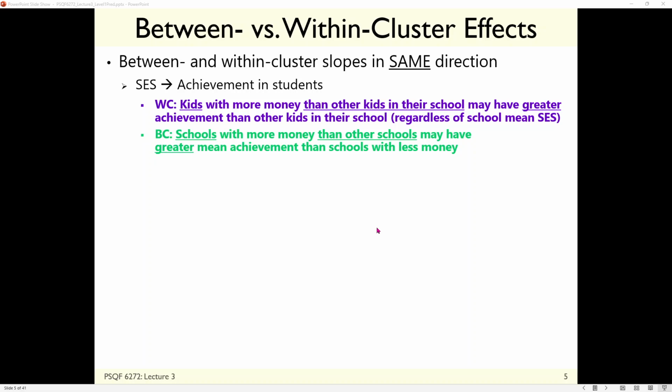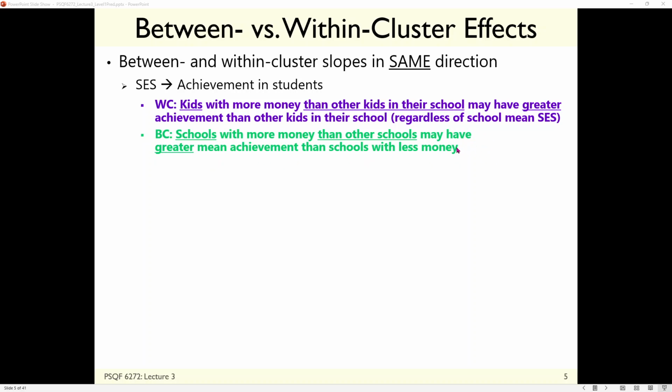It could be the case that within level 1 effects and between level 2 effects operate in the same direction. So if we think about SES relating to achievement in students nested in schools, within cluster, kids that have more money than other kids in that school may have higher achievement. That may happen. Between schools, if you think about the average SES as a predictor in and of itself, schools filled with rich kids, if they have more money on average than other schools, they may have greater mean achievement than other schools.